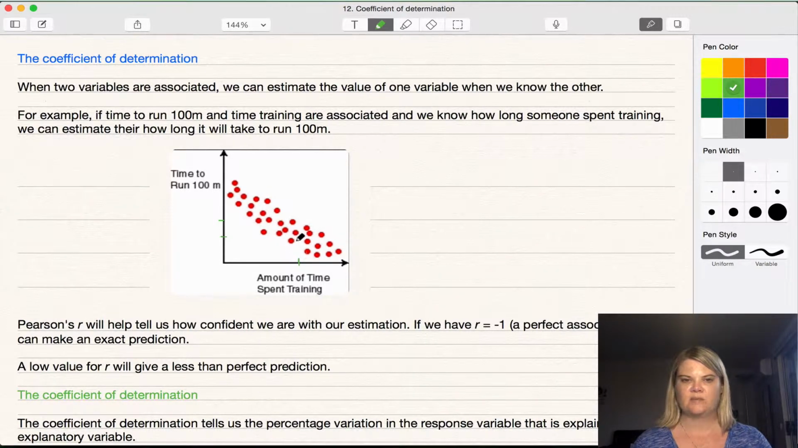So this one, for example, we're going to be predicting somewhere in the middle here, but you could even get an outlier. You might get someone who's really slow at running even if they've trained for this amount of time.